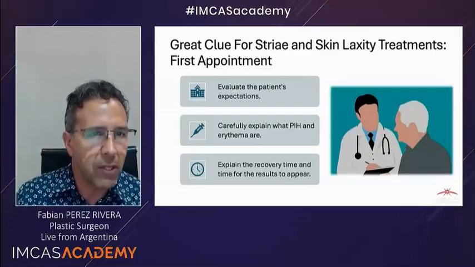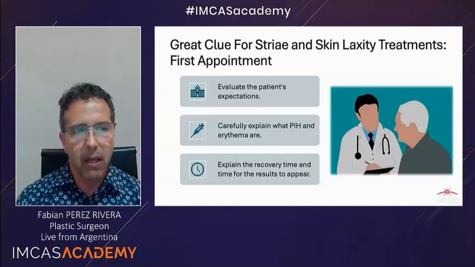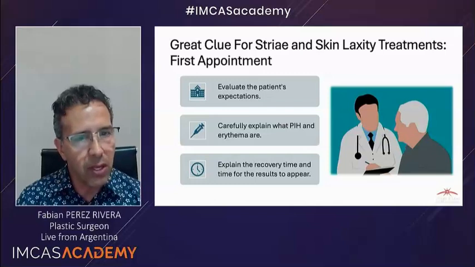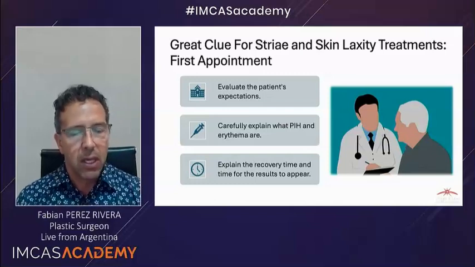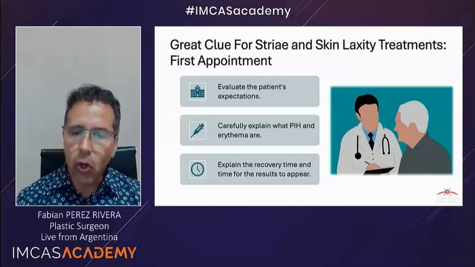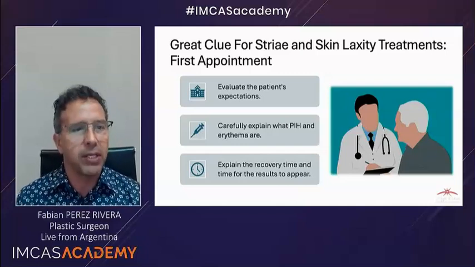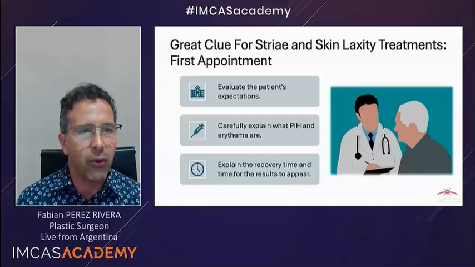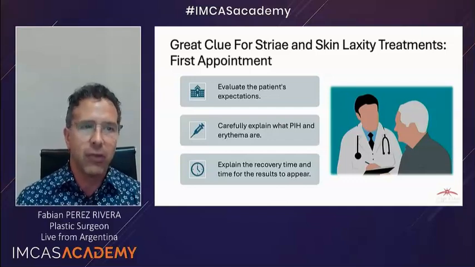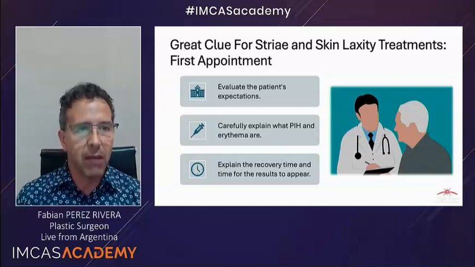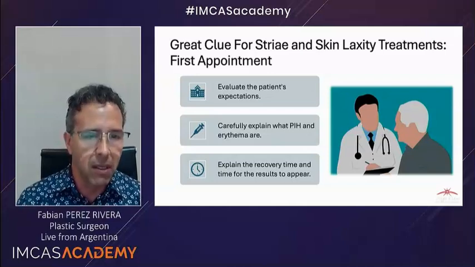Great clue. The first clue I'm going to give you today, at the first appointment, is to carefully evaluate patient expectation. If the patient is looking for total erasure of the striae or complete smoothing of skin laxity, they are not a good candidate for you or for any kind of treatment that you can offer. Of course we can get improvement, but it's not magic.